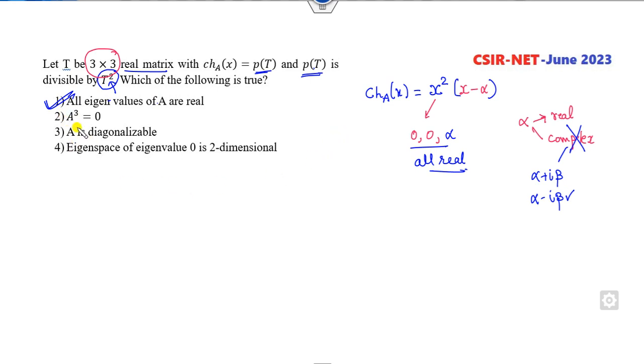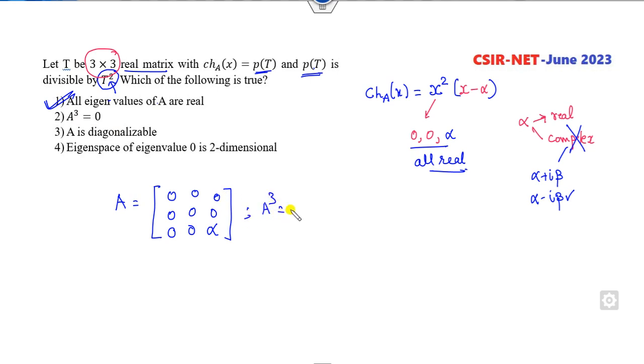Now, A cube is 0 or something like that. So the two eigenvalues must be 0. The third eigenvalue will be alpha. Fine. So if I consider this as my A, for example, then what is A cube?